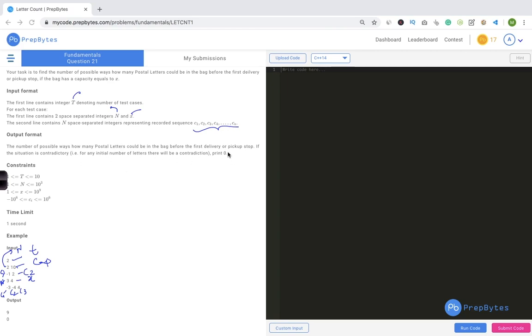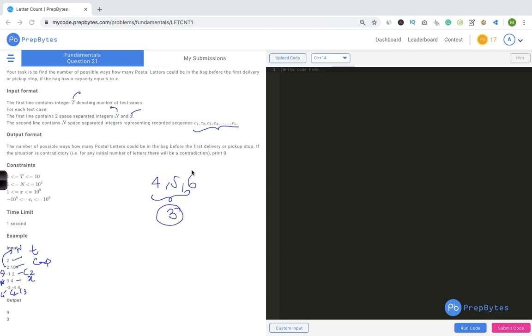So we just have to say that whatsoever first delivery or pickup happened before that, basically what was the initial number of letters. So what is happening here is that there are several possibilities. As we saw that there are several possibilities, we just have to count the number of possibilities. We don't have to count the number of letters and print them. The output is going to be the number of possibilities. If there's a possibility that there will be 4 letters, 5 letters, 6 letters, then the output is going to be 3. It's not going to be 4 or 5 or 6.